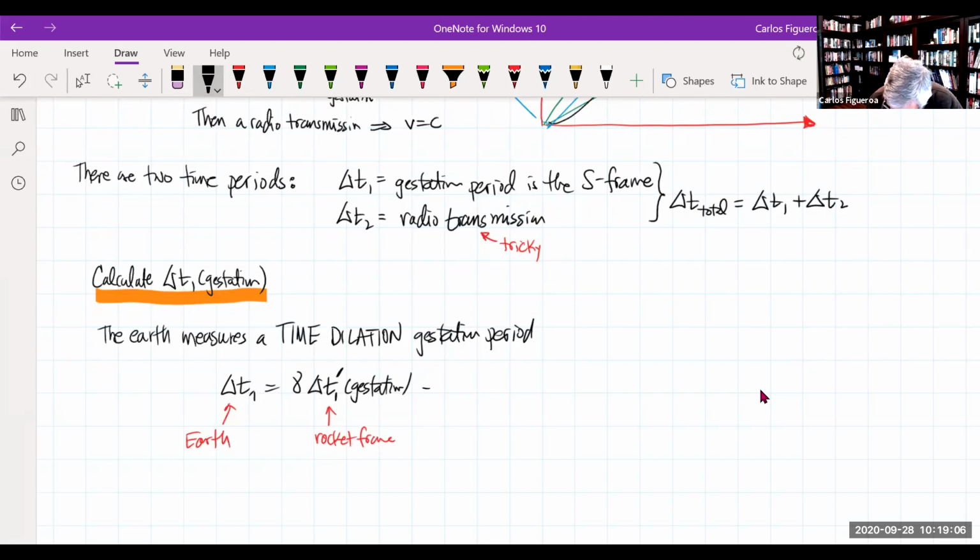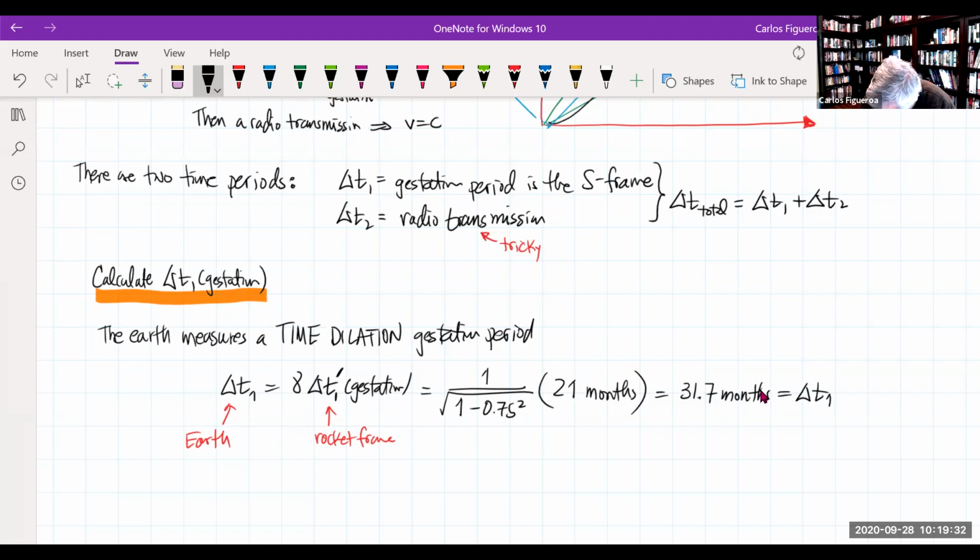Then gamma is 1 over the square root of 1 minus 0.75 squared, and we know that this is 21 months. When I calculate that, this gives me a time of 31.7 months. So I now know that the Earth is going to measure 31.7 months for what is 21 months. Now I have that time.